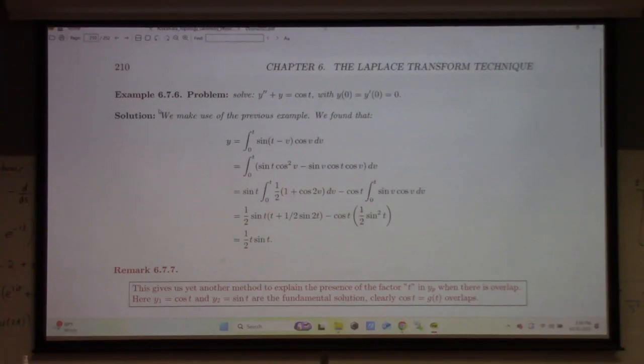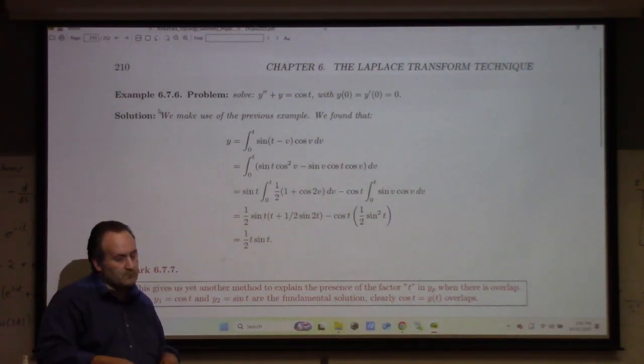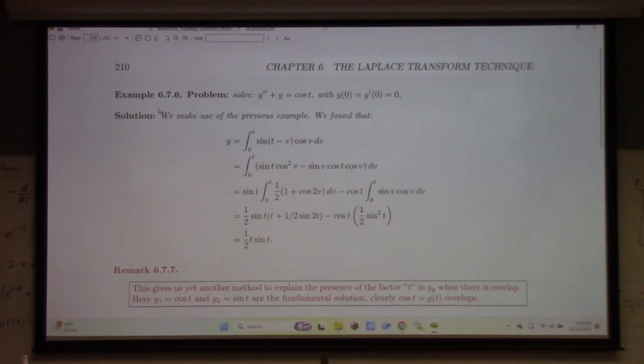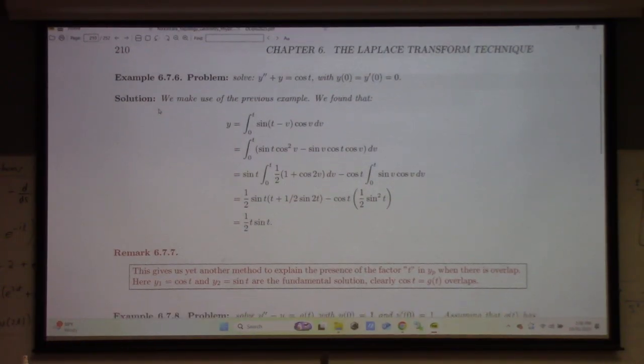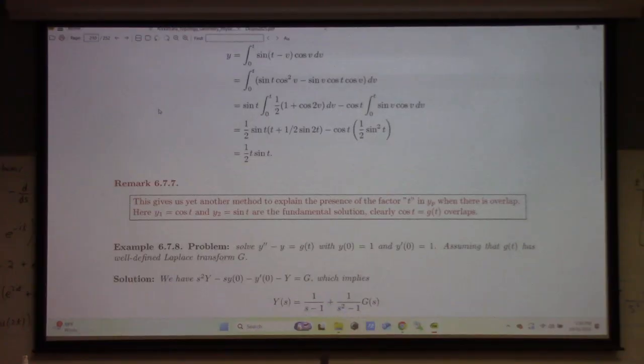That's actually kind of cool, because we've just derived multiplication by t in the repeated root case for the imaginary case. That's kind of neat. We've derived multiplication by t from convolution. Just like that. You could do a similar problem, a similar example with, well, that's probably what this is.